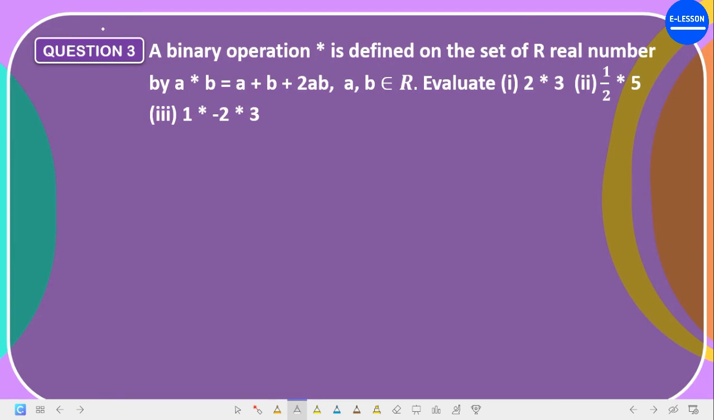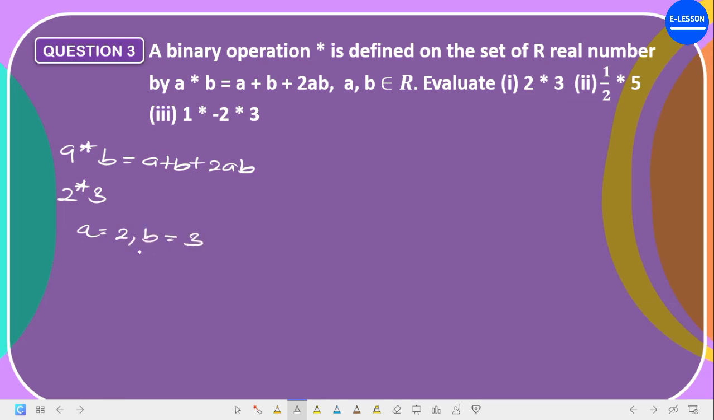A binary operation is defined on the set of real numbers given by a asterisk b is equal to a plus b plus 2ab, where a and b are elements of the real numbers. Evaluate 2 asterisk 3. Now when they say evaluate 2 asterisk 3, what does it mean? It means that our a is 2 and our b is what? 3. So our a is 2 and our b is 3.